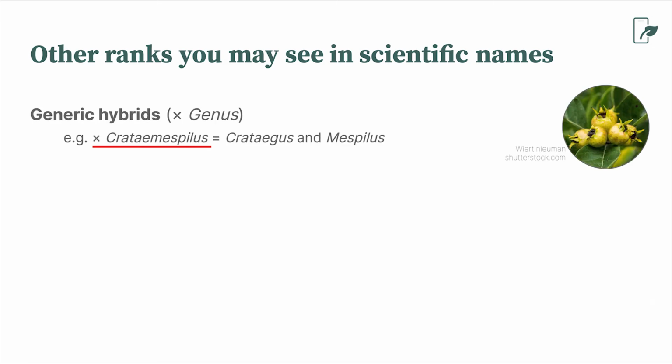You might also see some hybrids, and these are usually denoted with a cross sign. Note that it's not the X, but a cross. This is very specific in the world of botanical naming. And in this example, it's a hybrid genus. That means it's a mixture between one genus, which is Crataegus, and another genus, Mespilus. You can see that the naming convention is often a merge of both of those. So Cratae comes from Crataegus, and Mespilus comes from Mespilus. So often there are clues in the name.